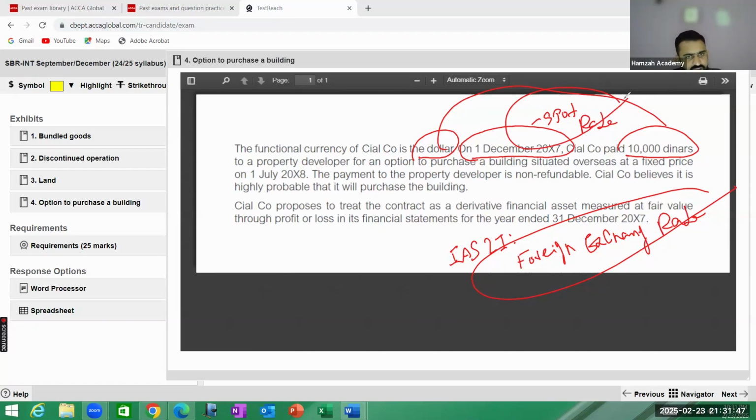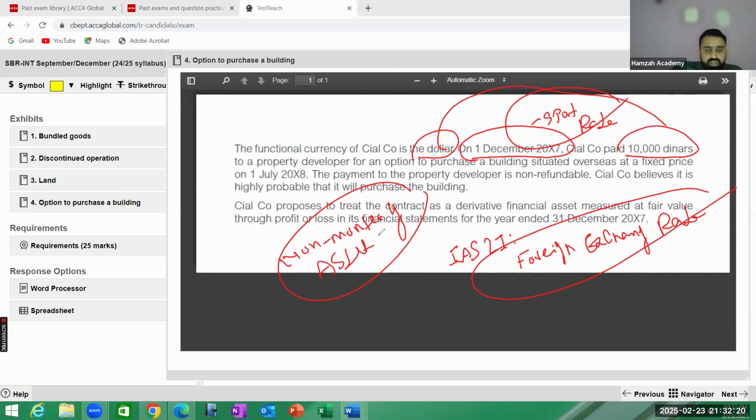Now, what is the exchange rate? We have no idea. We just mentioned that the exchange rate of 1st December X7 should be used to translate these 10,000 dinars into US dollars to record this transaction in the financial statements. Number one. Number two, this advance payment which we have made is a non-monetary asset. It's not a monetary item.